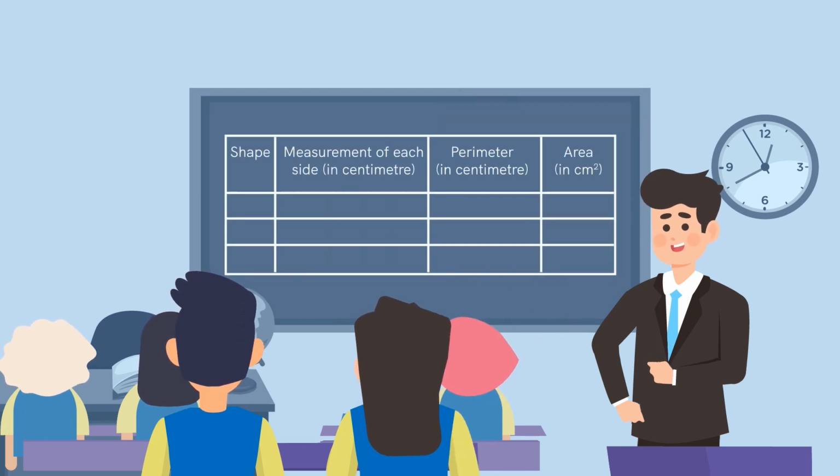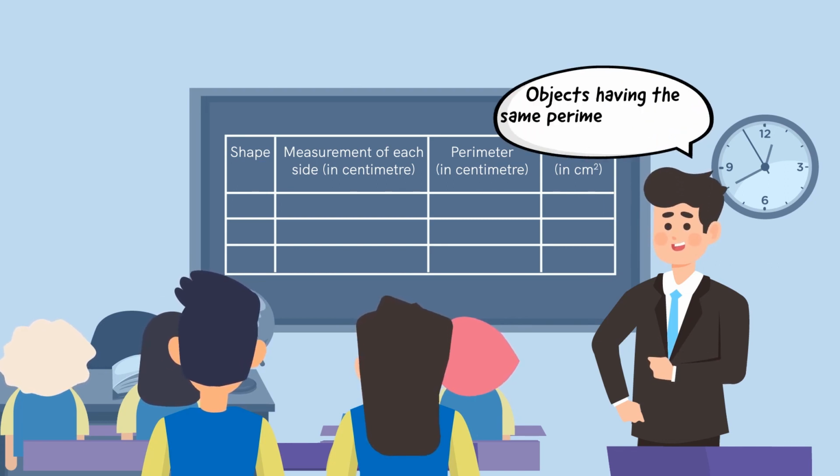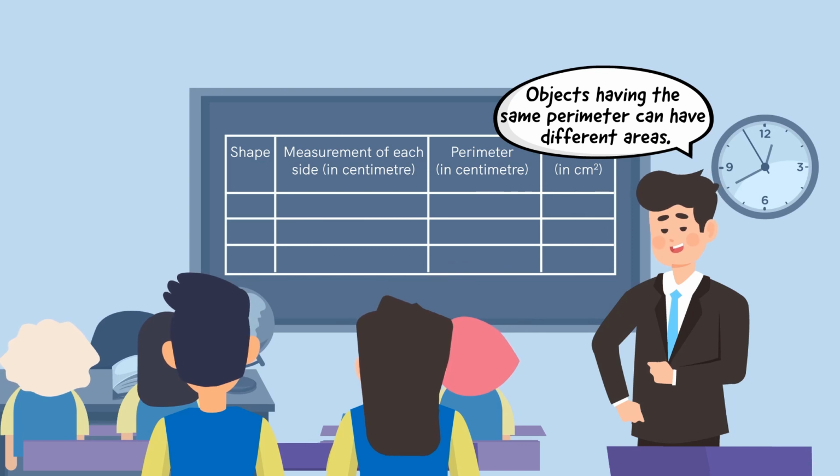Make a table on the board and fill it according to the responses of the students. Conclude through the students' responses that objects having the same perimeter can have different areas.